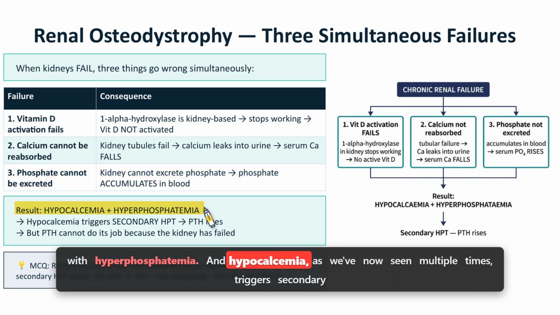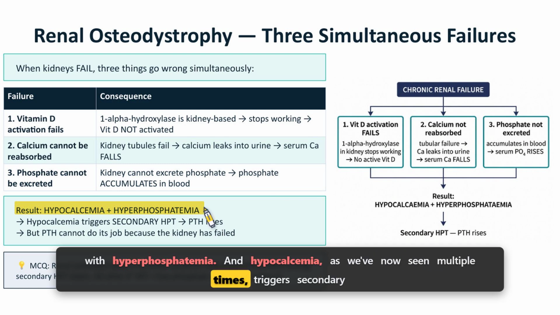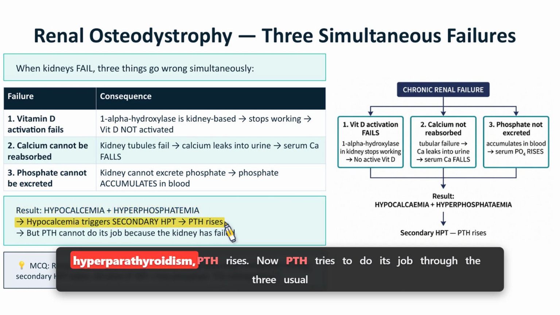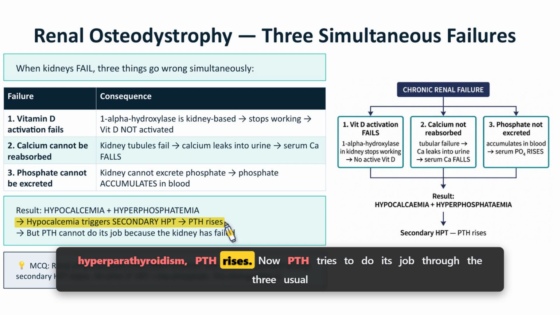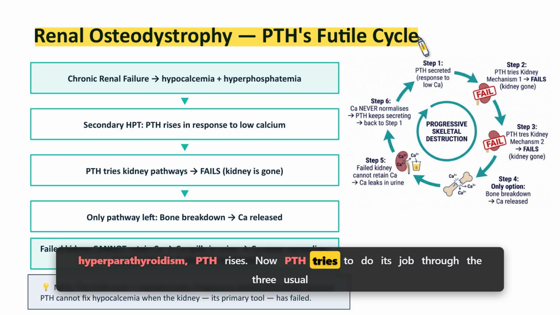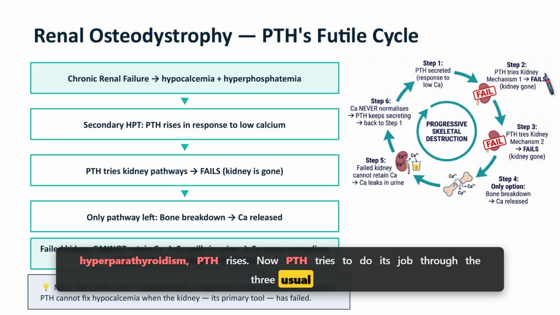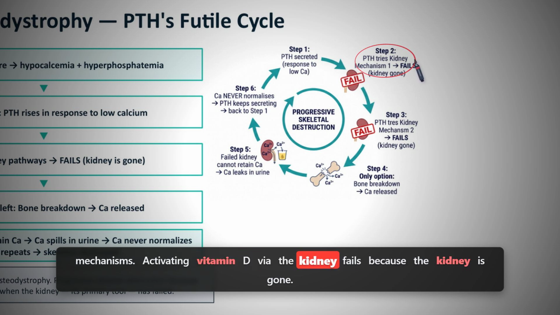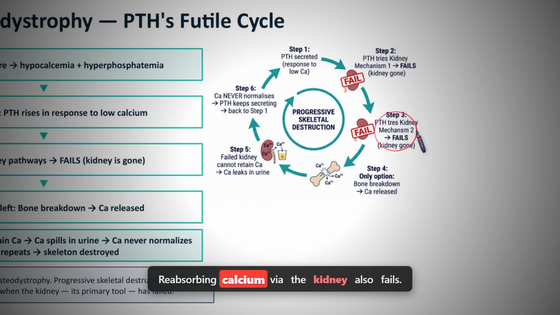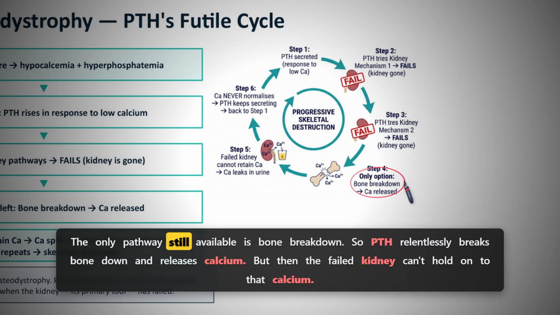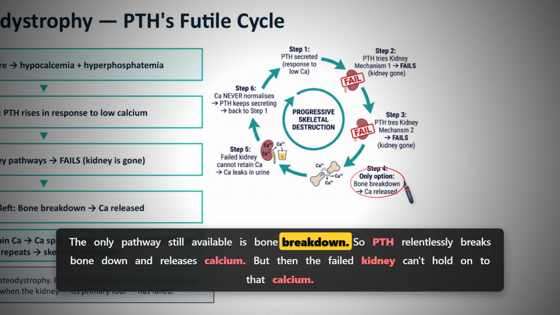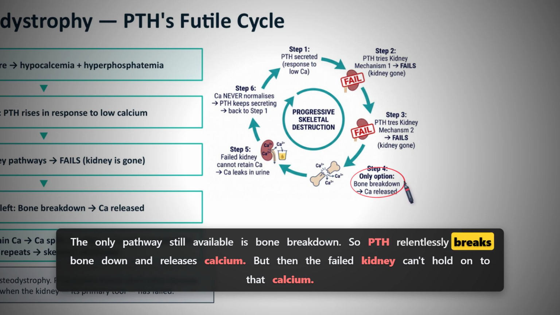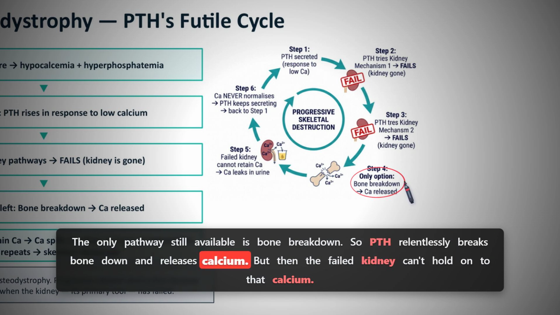And hypocalcemia, as we've now seen multiple times, triggers secondary hyperparathyroidism, PTH rises. Now PTH tries to do its job through the three usual mechanisms. Activating vitamin D via the kidney fails because the kidney is gone. Reabsorbing calcium via the kidney also fails. The only pathway still available is bone breakdown. So PTH relentlessly breaks bone down and releases calcium.